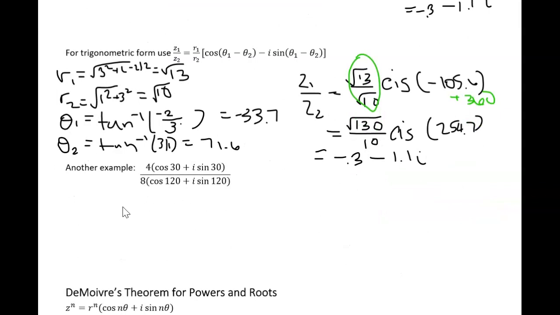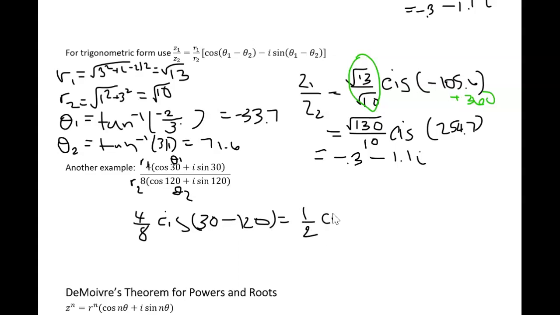This one's much easier. So we have our r's in the front, and then we have our theta 1 and our theta 2. And so we're just going to combine them into our trig formula, which is 4 over 8 CIS theta 1 minus theta 2. And so that gives me 1/2 CIS of negative 90. Go ahead and add 360 to that. We get 1/2 CIS of 270.